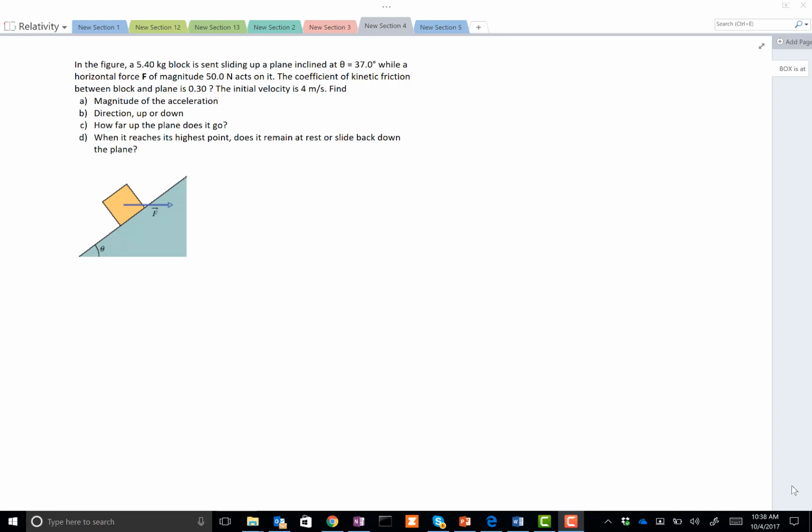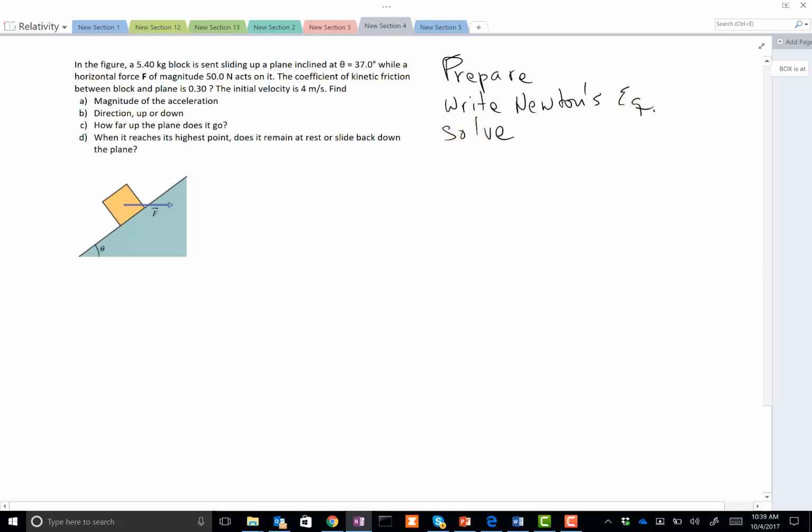So the first step, remember, we always work with these three steps. We prepare, then write Newton's equations, then solve, and then do algebra and find what you want to find, and then finally you assess. So let's start with preparing.